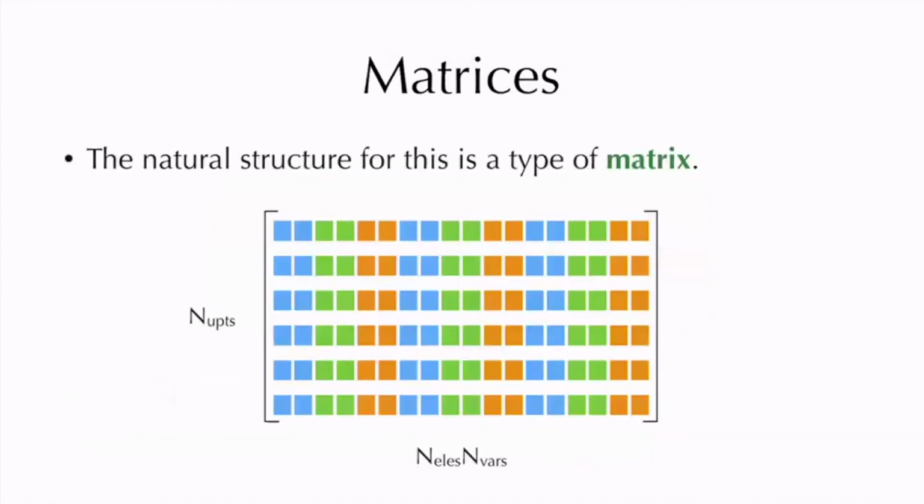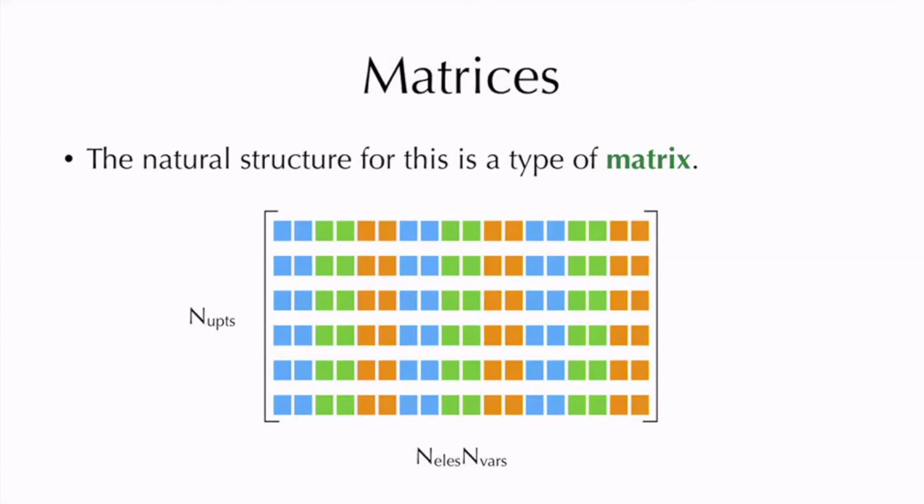So in PyFR, the most natural structure for this is a matrix, where the idea is that the number of rows for this matrix is the number of solution points, and the number of columns in this matrix is, roughly speaking, the overall number of elements we have in our simulation multiplied by the number of field variables. So that's, in effect, the number of things we need to store at each solution point.